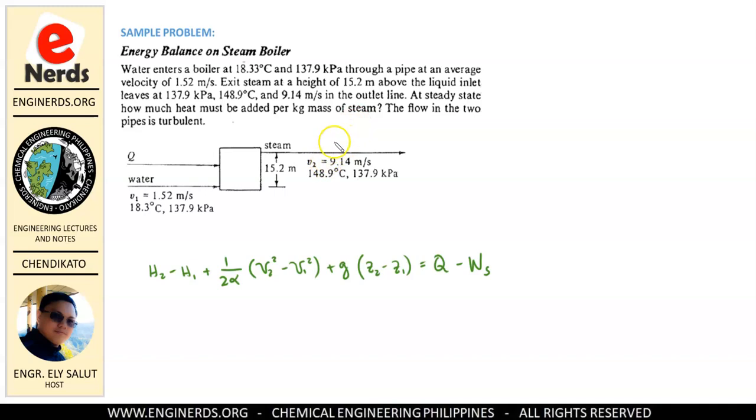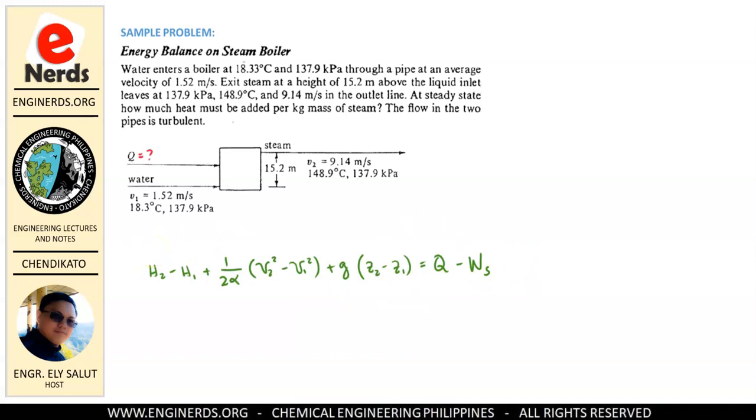Okay? Now, at steady state, how much heat must be added per kilogram mass of steam? The flow in the two pipes is turbulent. Okay, so meron tayong pinapasok, or ina-add na heat dito sa ating system. So, yan nga ang ating required. We need to find out how much heat must be added per kilogram mass of steam. So, how much heat must be added per kilogram, okay? So, solve natin yan using this equation right here.